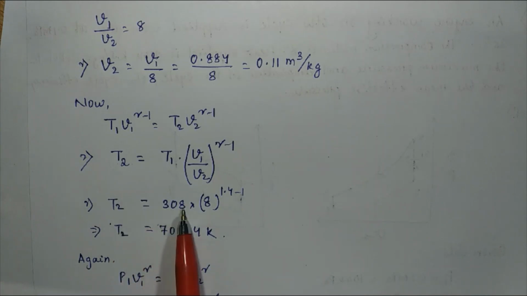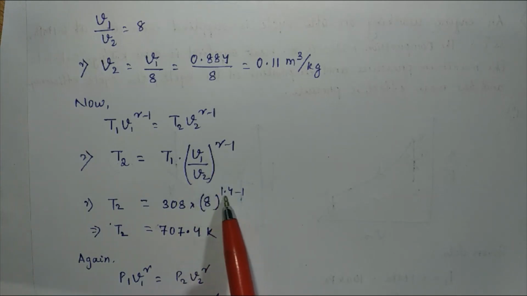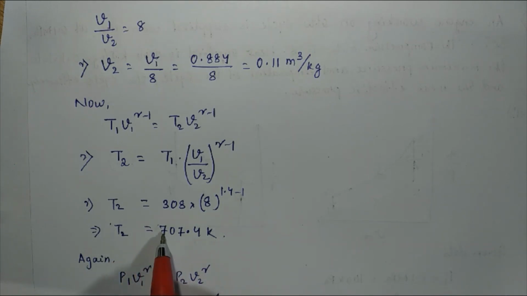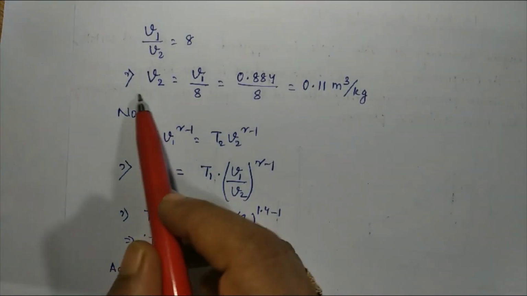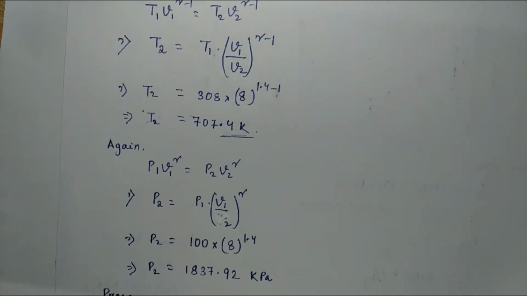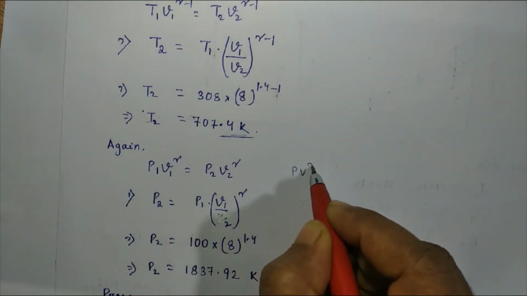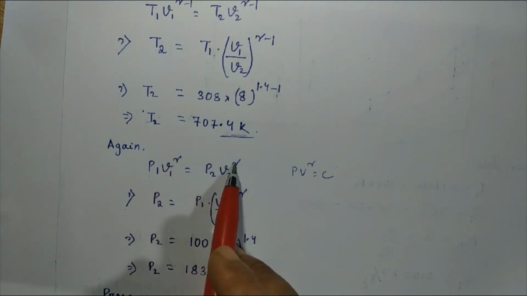So T2 equals 308 times V1 by V2, and in place of V1 by V2 we substitute rk, that is 8, to the power gamma minus 1, where gamma is 1.4. Finally we get the value of T2 to be 707.4 Kelvin. Next, for state 2 we have the volume and temperature, so we go for the pressure. For pressure we have the relation P V to the power gamma equals constant. So P1 V1 to the power gamma equals P2 V2 to the power gamma.